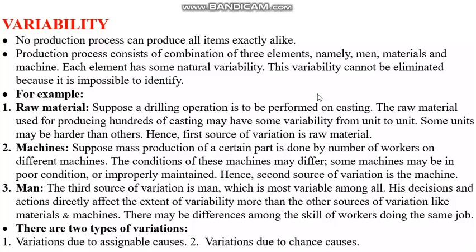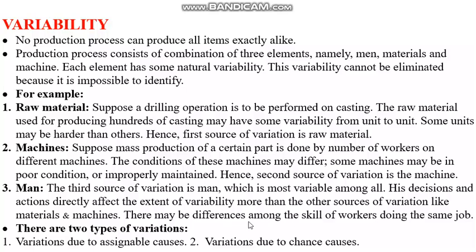Now the third source of variation is man, that is the operator or the worker, which is the most variable among all. You see, these raw materials and machines may not be bringing so many variations into the component, into the product, but man brings more variations. So it's the most variable among all. His decisions and actions directly affect the extent of variability more than other sources.